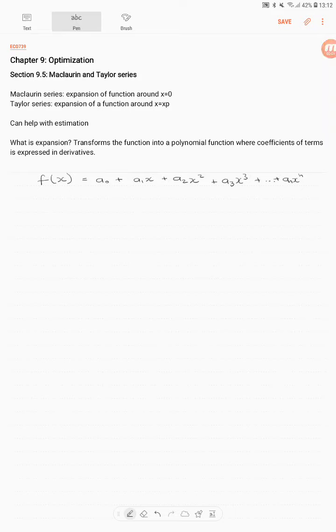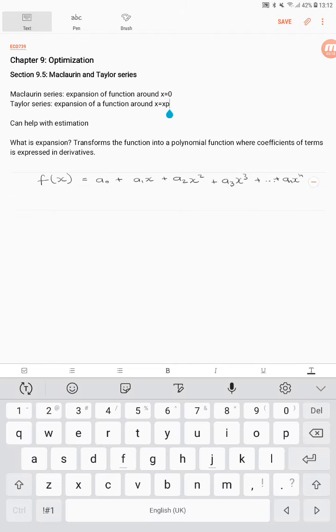This video will be the final video for Chapter 9 on optimization, where it looks at section 9.5 on the Maclaurin and Taylor series. The Maclaurin series is the expansion of a function around x equal to 0, and the Taylor series is the expansion of a function around x equal to some value of x, not necessarily x equal to 0, but x equal to x naught.